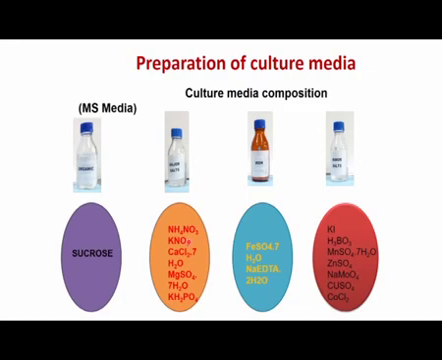What you need is the MS media for making the plant tissue culture media. Apart from the MS media, you also need the major salts, you need the iron, you need the minor salts. The composition of major salts is ammonium nitrate, potassium nitrate, calcium, magnesium, and other kinds of things. You also need the iron to support the growth of the chlorophyll as well as the other green pigments present in the plant.